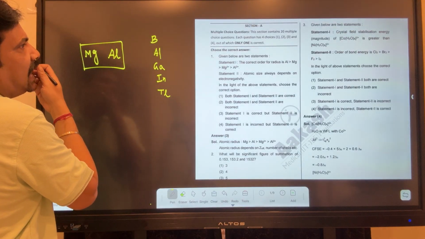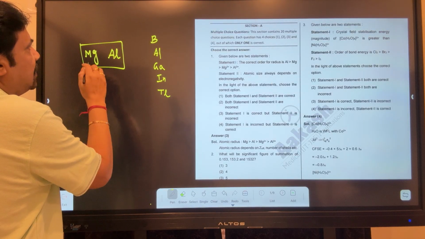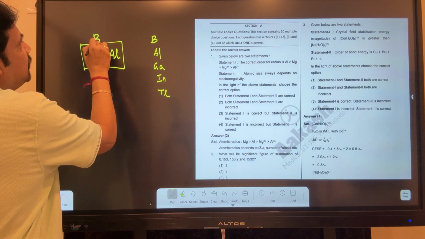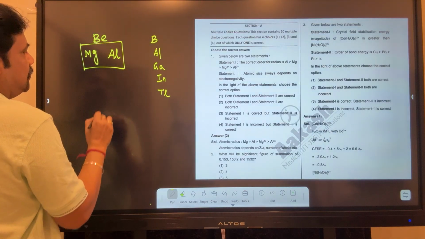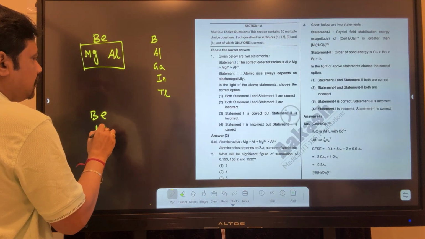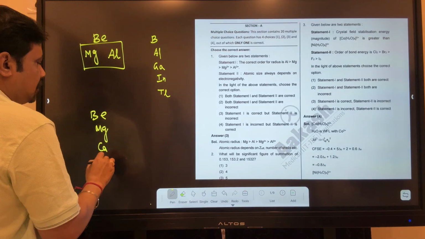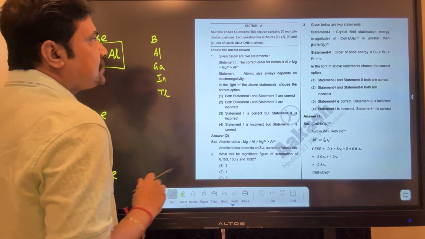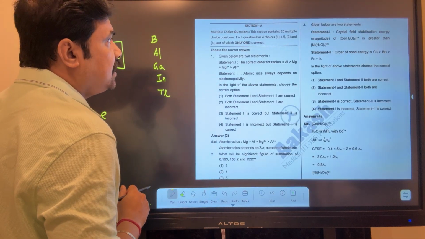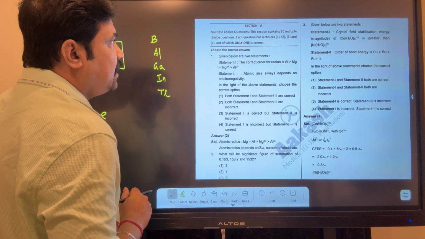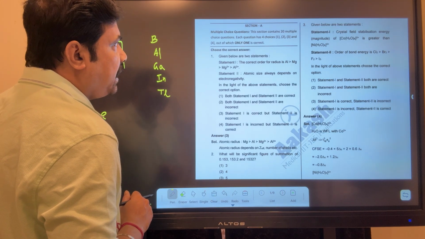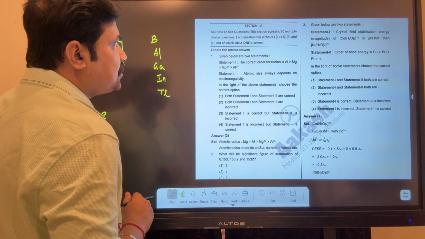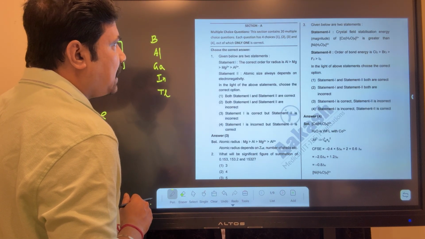Magnesium is before the aluminum because magnesium is a third period element. So now here beryllium, magnesium, like that the situation will come: beryllium, magnesium, calcium, strontium, barium, like that it will come over here. Now they are telling aluminum has a bigger size than magnesium, whereas magnesium has a greater size than magnesium plus 2, and magnesium plus 2 has a greater size than aluminum plus 3.